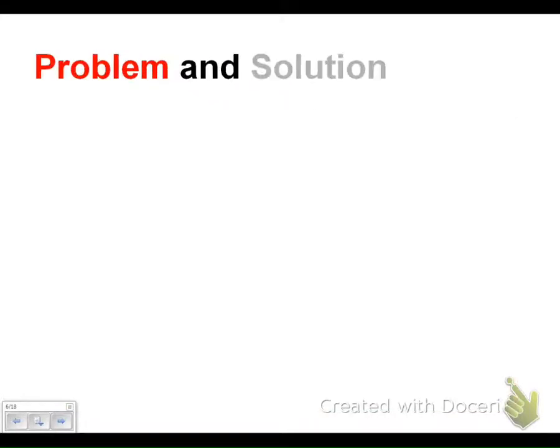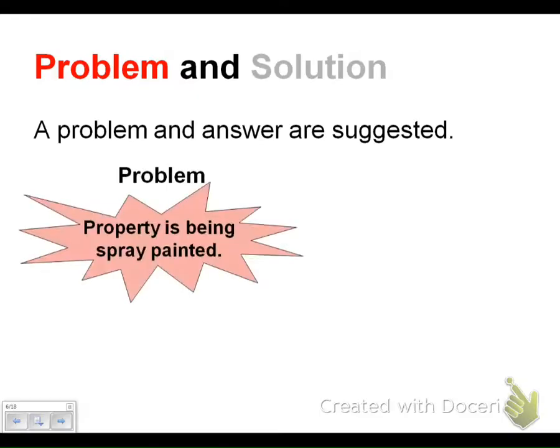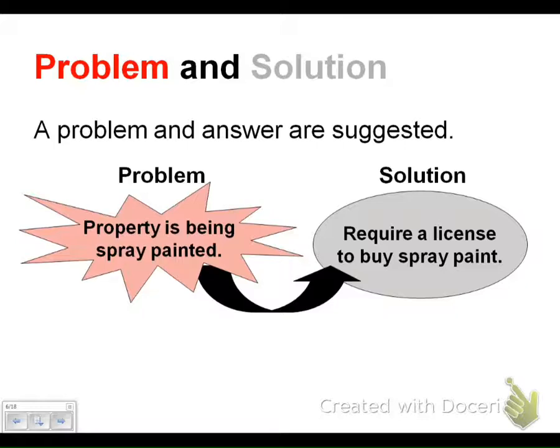Problem and solution. It's when you have a problem and an answer is suggested. For example, a property is being spray painted. The solution, you might require a license to buy spray paint.